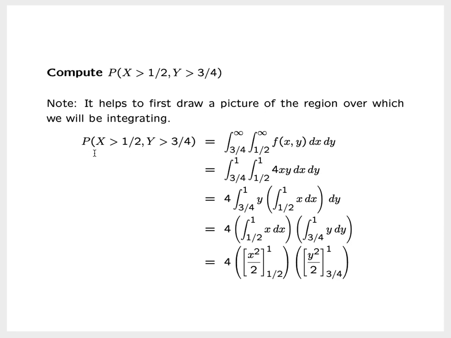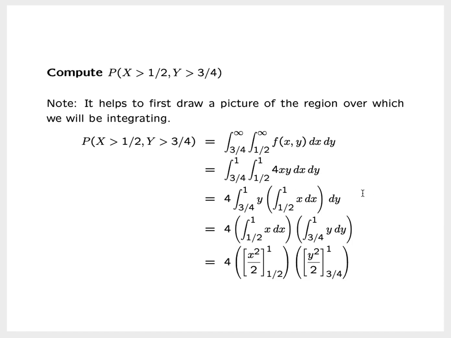So the probability that x is greater than 1/2 and that y is greater than 3/4 is given by this double integral of the PDF, where x is going from 1/2 up to positive infinity, corresponding to x being greater than 1/2, and y is ranging from 3/4 up to infinity, again corresponding to y being greater than 3/4. But now this simplifies to the integral of 4 times x times y, which is the expression for the joint PDF over the points in the sample space, where x is ranging from 1/2 to 1 and y is ranging from 3/4 to 1.